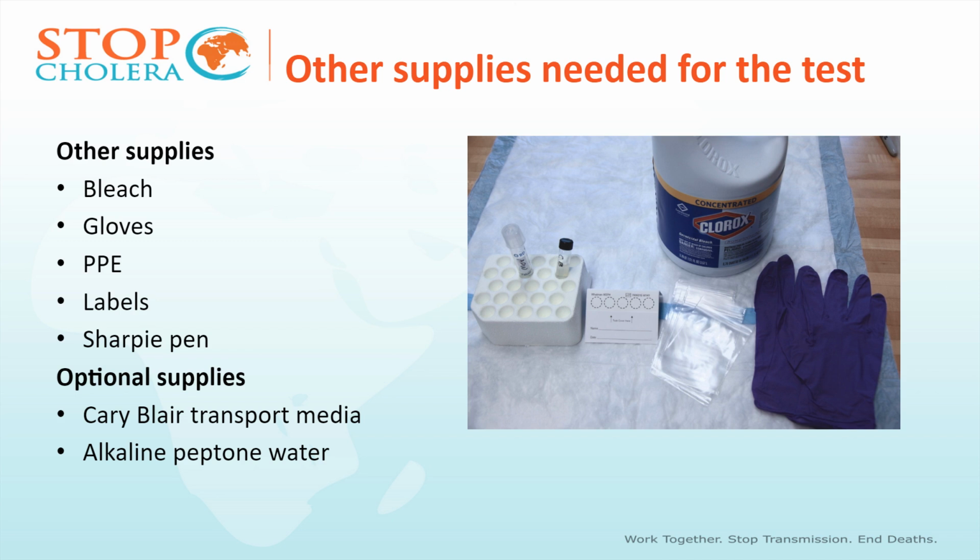The optional supplies include Cary-Blair transport media in case the samples are to be sent for culture and need to be transported to a lab. If the lab is located at the same facility, the stool sample can be sent directly to the lab for culture. The alkaline peptone water will be needed if one also does the enrichment test, as discussed later.